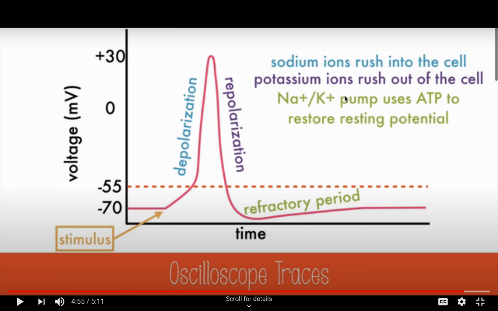So in that case, it's going to be 3 sodium out, 2 potassium in, which is going to get it set up for the next run. During this time, no additional action potentials can be sent. But once resting potential is reached, the neuron is ready to fire again.